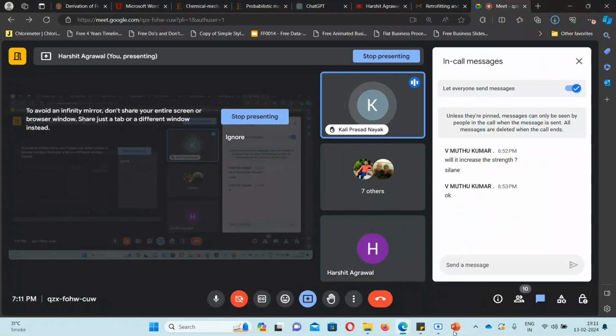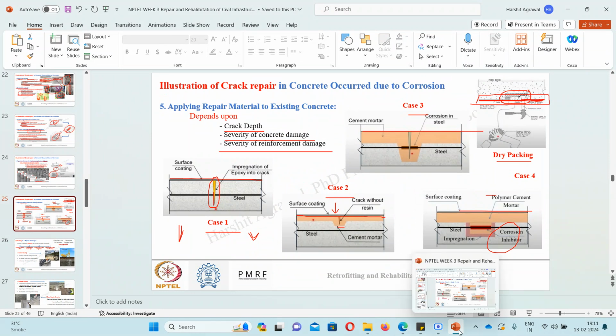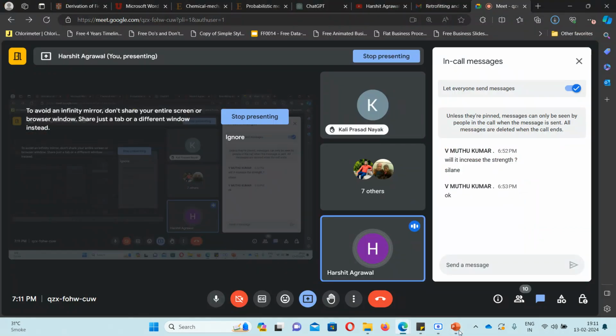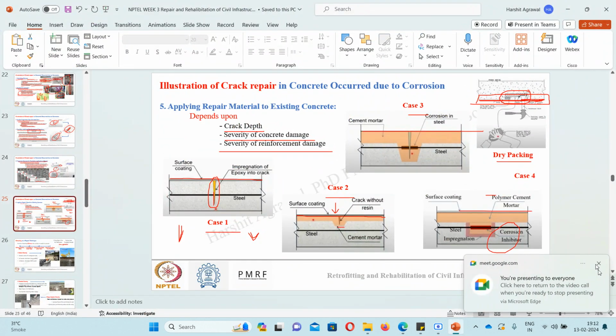Sir, how to address the issues with the conduit pipes? Right now we are talking about concrete repair. With pipes we will talk later. This discussion right now is concrete repair. In this case, suppose in a ceiling case, how to put the reinforcements? What is the methodology?